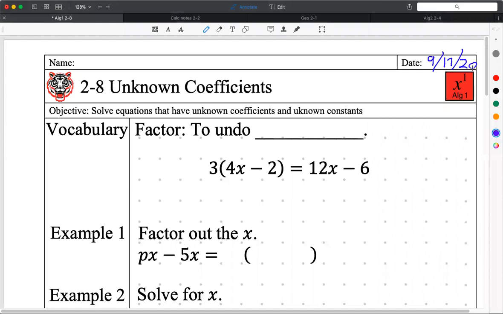Who's going to read our objective for the day? Giorgio, go for it. Solve equations that have unknown coefficients and unknown constants.